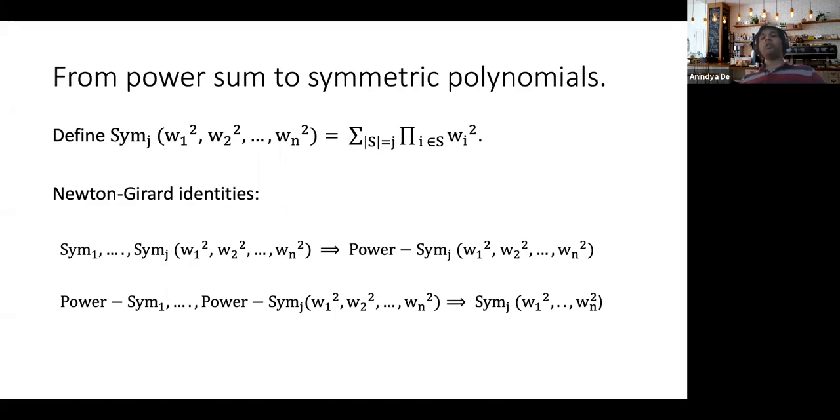So what I'm going to do is appeal to another fact, namely, I can go from power sum symmetric polynomials to so-called elementary symmetric polynomials. So what is the elementary symmetric polynomial? The jth elementary symmetric polynomial in w1 squared to wn squared.